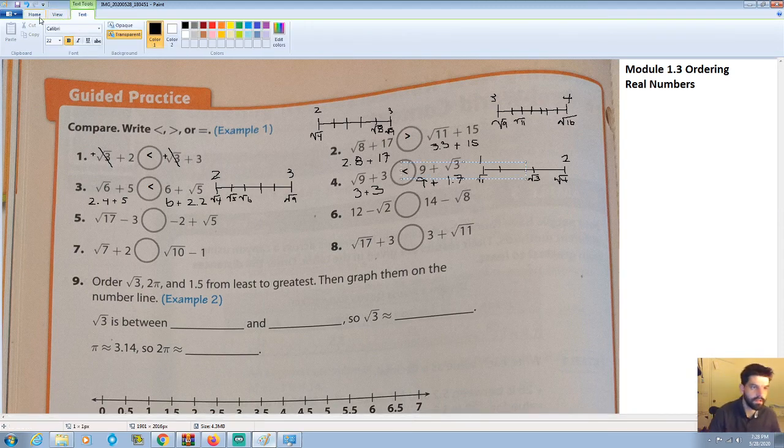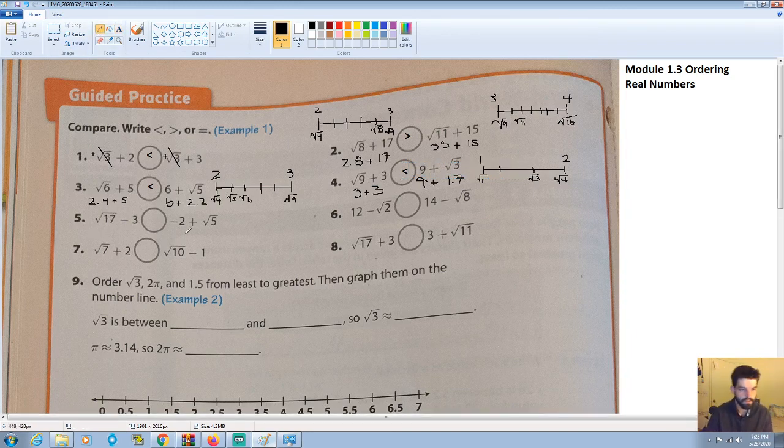Okay, let's look at the next one here. So we have the square root of 17 minus 3 is greater than, equal to, or less than -2 plus the square root of 5. So we're going to do the same strategy here. So the square root of 17 is going to be between the square root of 16 and the square root of 25. And then we have the square root of 17 is about right here. So the square root of 17 is about 1/8 towards the next perfect square. So 17, 18, 19, 20, 21, 22, 23, 24, and then we have 25. So it's about 1, 2, 3, 4, 5, 6, 7, about 1/8 to the next perfect square. So this is going to be about 4.1.